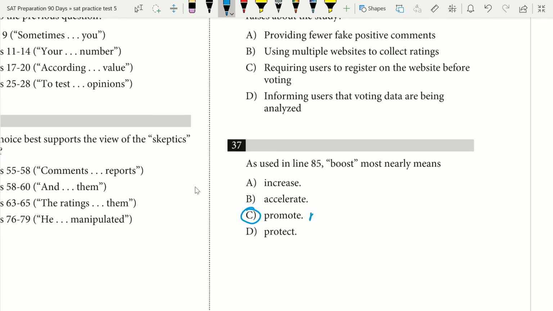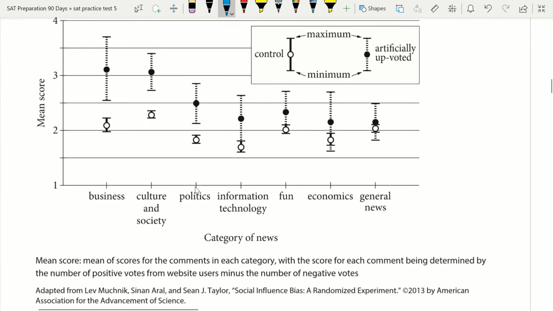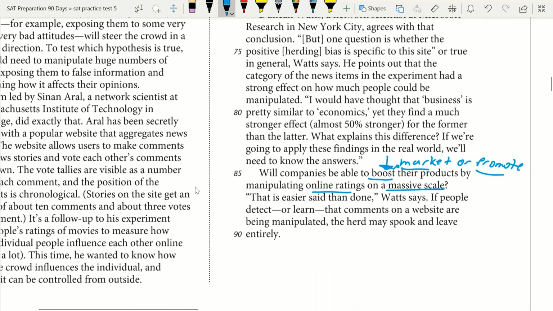But let's say that you did come up with market and you didn't come up with promote, right? Obviously, you would see that market means very, very close to promote, and nothing else really means anything close to market, so then you would get promote anyways. But I'll go ahead and show you why A, B, and D are wrong as well right now. We wouldn't say to increase. Right, and I'm going to show you why real quick by going back to the text. Keep in mind, you can always go back to the text. It's very, very useful on the SAT reading section.